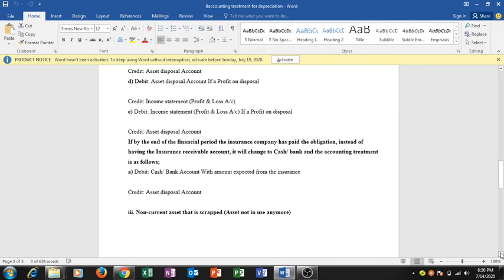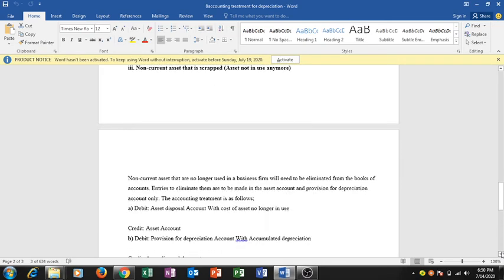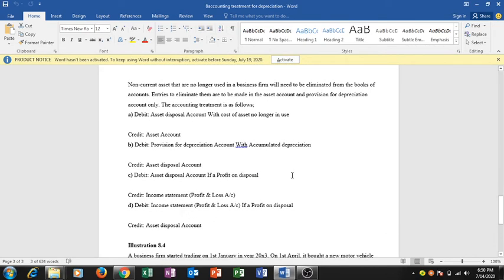So for the non-current asset that is scrapped, meaning that it is not in use, the accounting entries are going to be just like this. Debit the asset disposal account with the cost of the asset no longer in use. Then we credit the asset account. Remember, this entry number one is to remove that asset from the list of assets, meaning that now you are crediting the account of that asset, because when it was bought, it was debited. Now we credit. And I want to remind you here, when we debit and then we credit, it's like we are minusing that account.